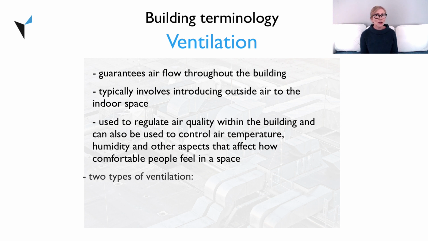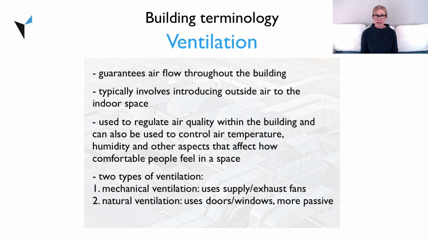There are generally two types of ventilation: mechanical ventilation and natural ventilation. Mechanical ventilation systems work with fans. A supply fan is used to introduce air into the building, and an exhaust fan is used to move it out of the building. Some mechanical ventilation systems use both. Natural ventilation relies on features like doors and windows to circulate air throughout the room or the building and is considered a more passive type of ventilation.